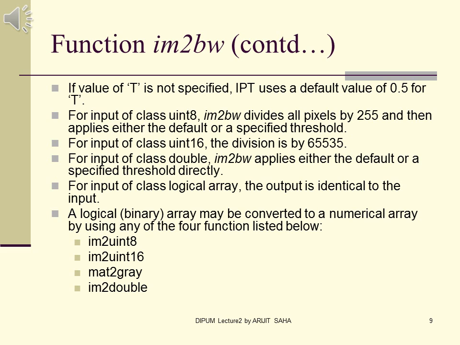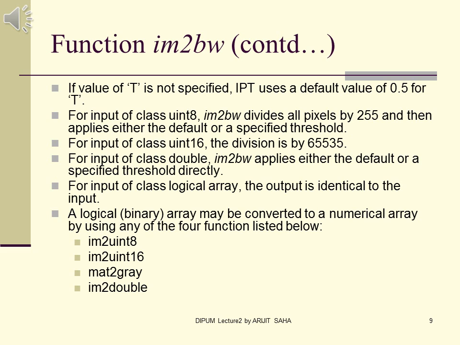For input of class uint8, im2bw divides all pixels by 255 and then applies either the default or a specified threshold. For input of class uint16, the division is by 65535, and so on. For input of class double, im2bw applies either the default or a specified threshold directly. For input of class logical array, the output is identical to the input.